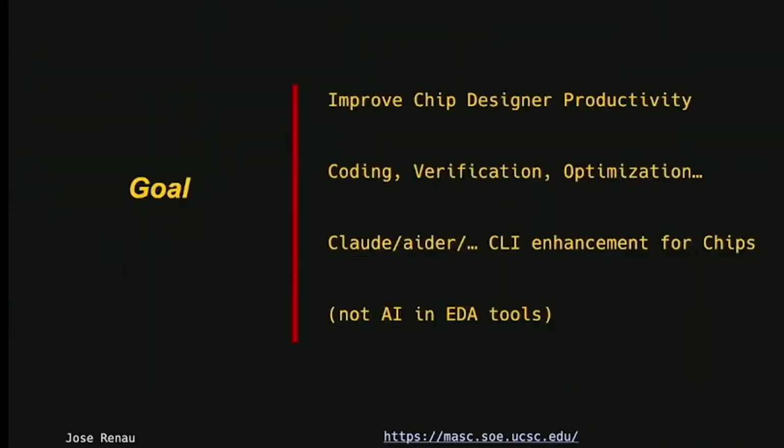So what's the goal? Because I think it's important we set the goal of what I'm working on. The idea is to improve chip design productivity. This includes the coding, the verification, and a lot of effort on optimization. And there can be some cloud or CLI kind of interface, and this is something we are working on. It's not about how to integrate AI into the EDA tools. There are a lot of people working on that area. It's a different community. Here it is about how to improve productivity, much more like what we are talking about here at the conference.